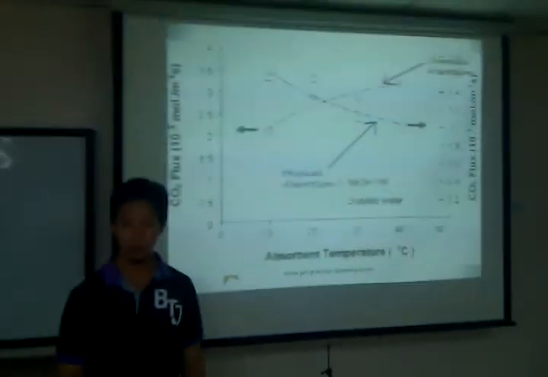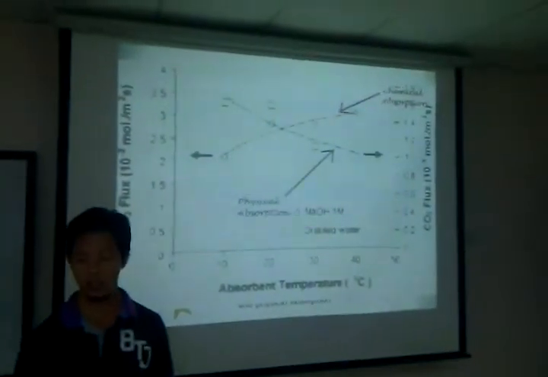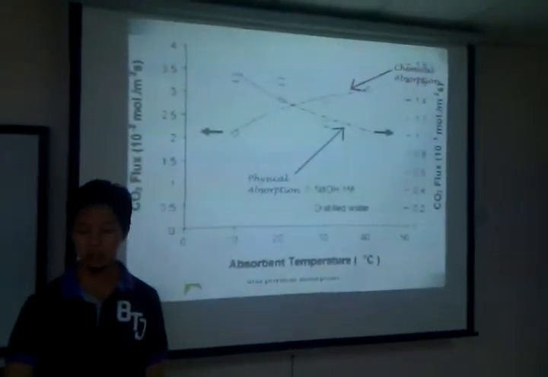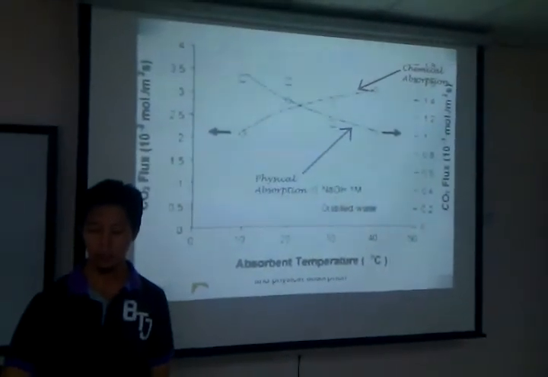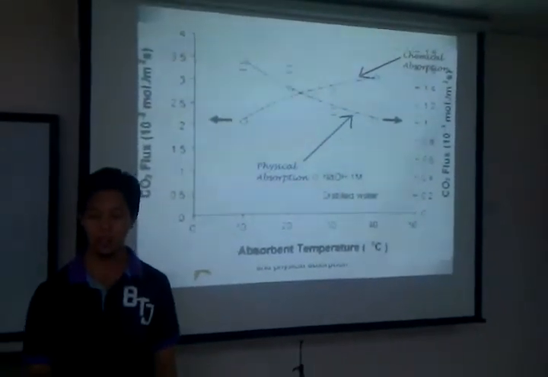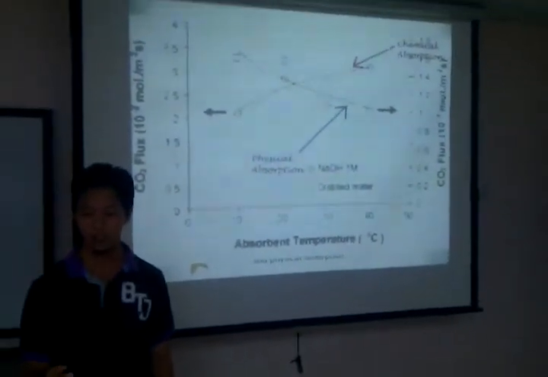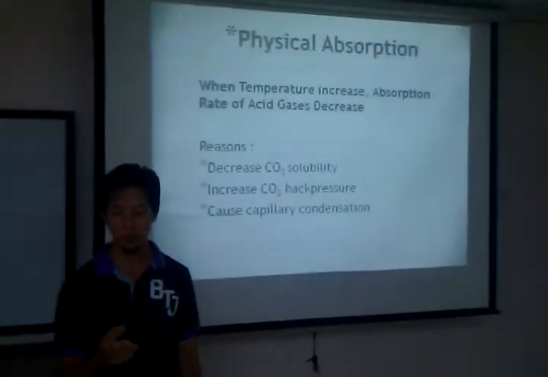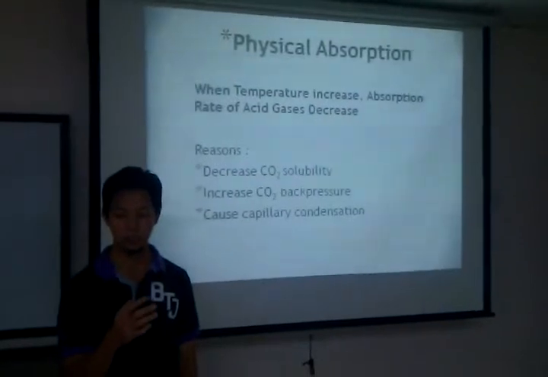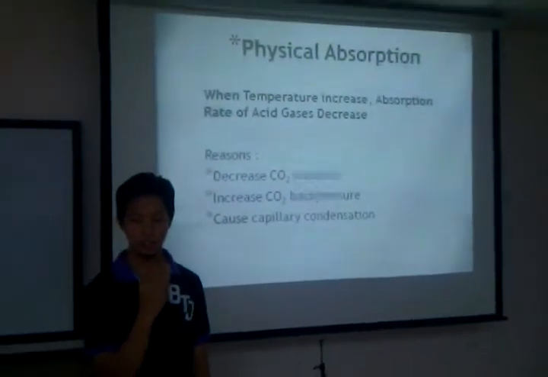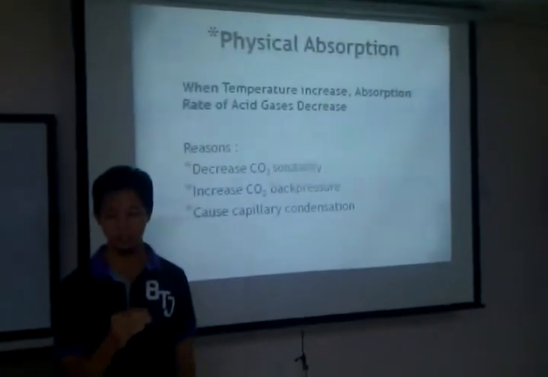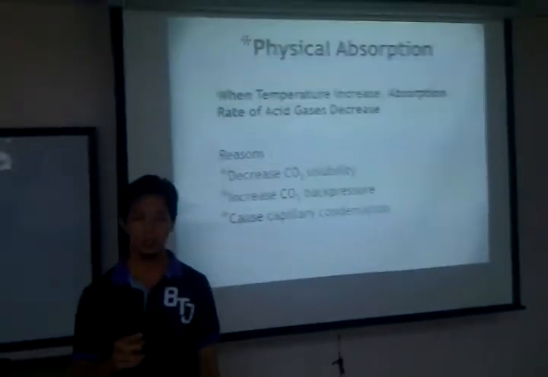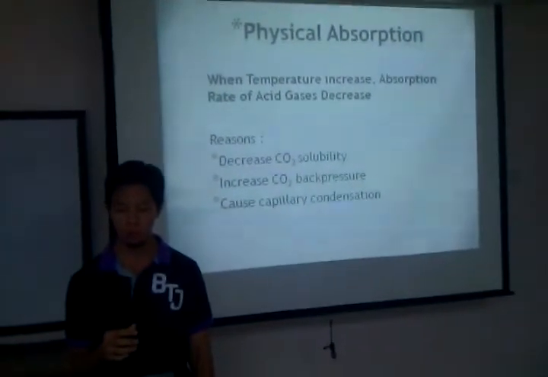Okay, in this graph, we can see the effect of temperature on physical absorption and chemical absorption. From here, we can see that when the temperature increases, the rate of physical absorption decreases. While for chemical absorption, when the temperature increases, chemical absorption also increases. The reason why physical absorption decreases with temperature is that it will decrease the CO2 solubility. It will also increase the CO2 back pressure. These two factors will decrease the rate of CO2 absorption.